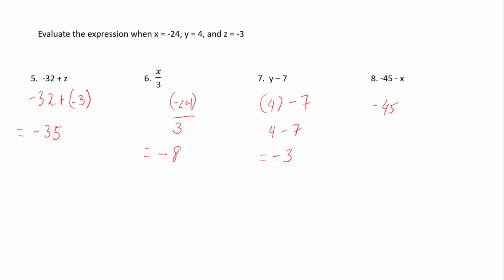Negative 45 minus x. The value for x is negative 24. Don't forget the negative. So negative 45, the opposite of a negative is positive. Okay. The difference between these two is 21, and there are more negatives, so it's negative.